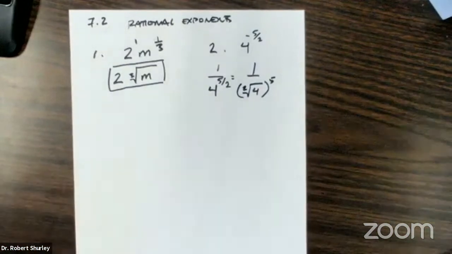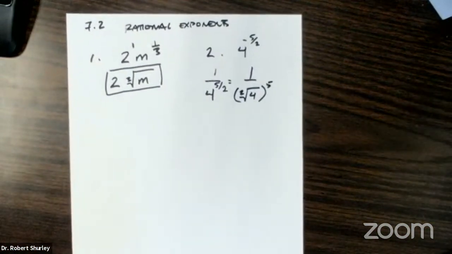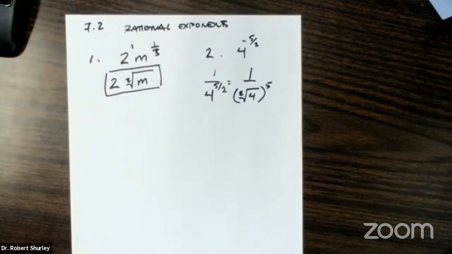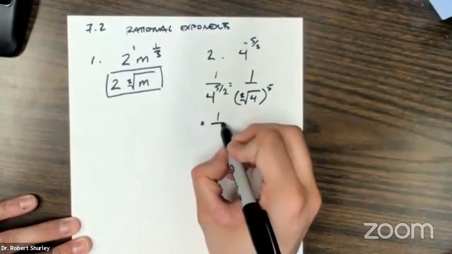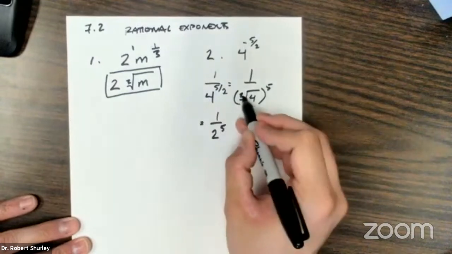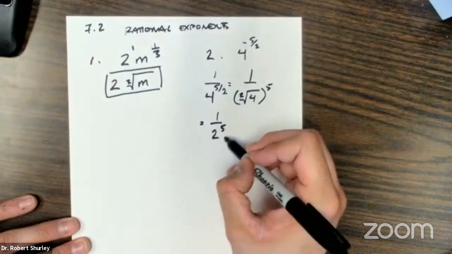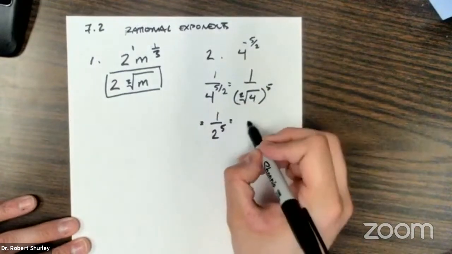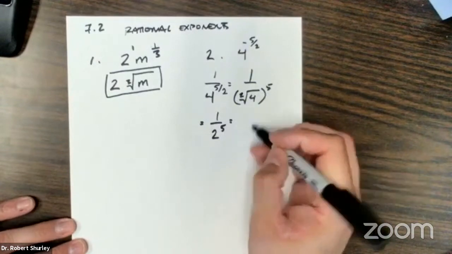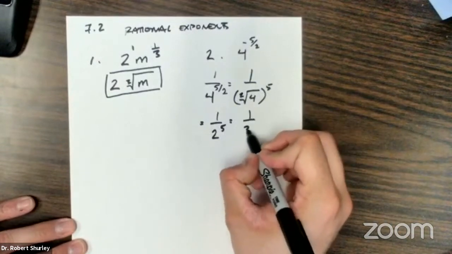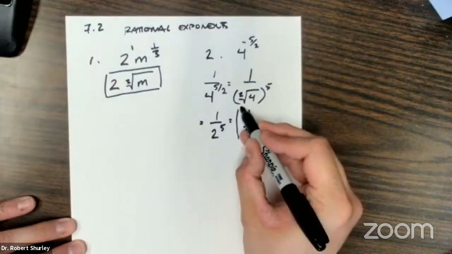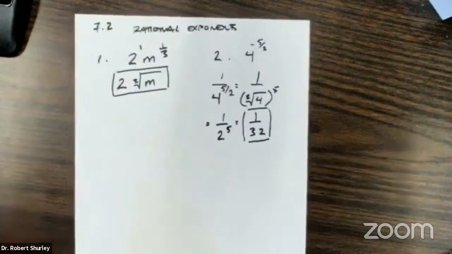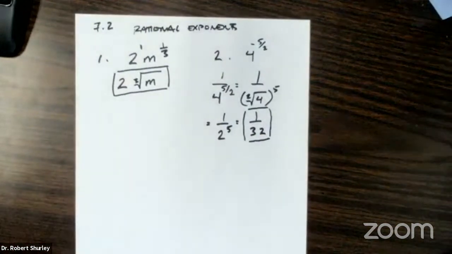You can do that. If you go back to the rules about going from one to the other, you're more than welcome to do that. So you wind up with 1 over 2 to the 5th, because the square root of 4 is just 2. And then we raise it to the 5th power. And I think we said 2 to the 5th was 32 earlier in this lecture. You can check me on that one and let me know if I'm wrong. But I believe it is 32.